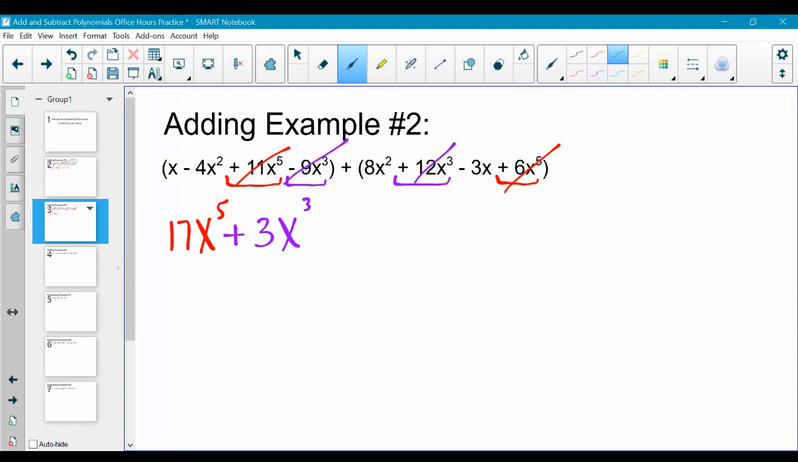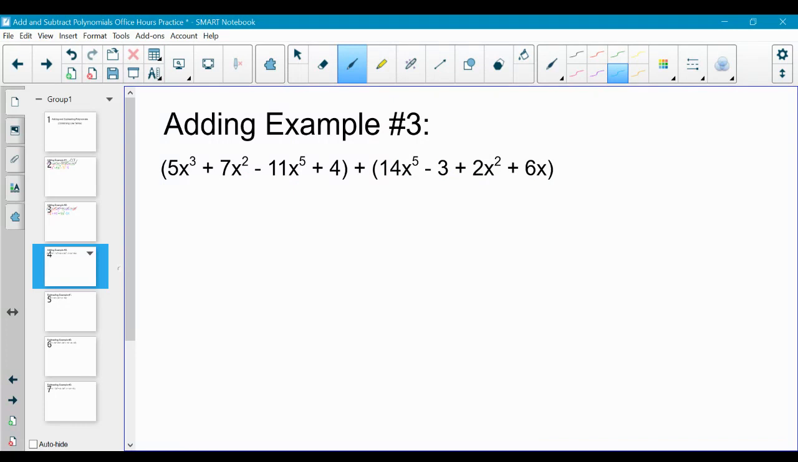All right, next I'm looking at squared. So negative 4x squared plus 8x squared, I'm going to get a positive 4x squared. And lastly, I'm looking at x to the first power, so 1x minus 3x gives me a negative 2x. So that is our final answer.